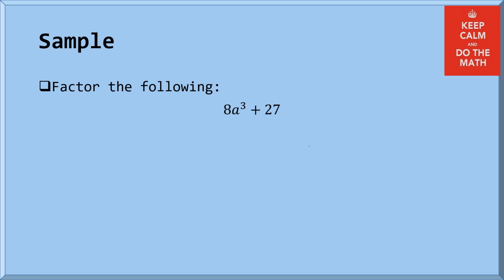Factor the following. So what I'm going to do is I'm going to start with step 1, which is to calculate the cube root of each term. So the first one here, 8a cubed, the cube root of 8 is 2. The cube root of a cubed is a. Then I go to the last term. The cube root of 27 is 3. Now I have everything I know to plug into the formula. Since it's a sum of cubes, my first binomial is simply going to be an addition problem of 2a plus 3.